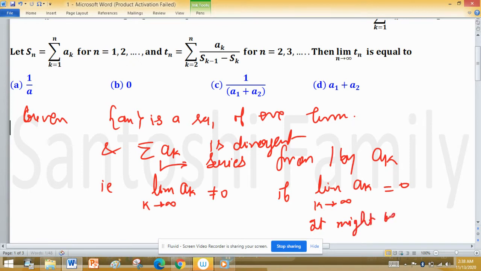it might be convergent, but it is not a sure thing.